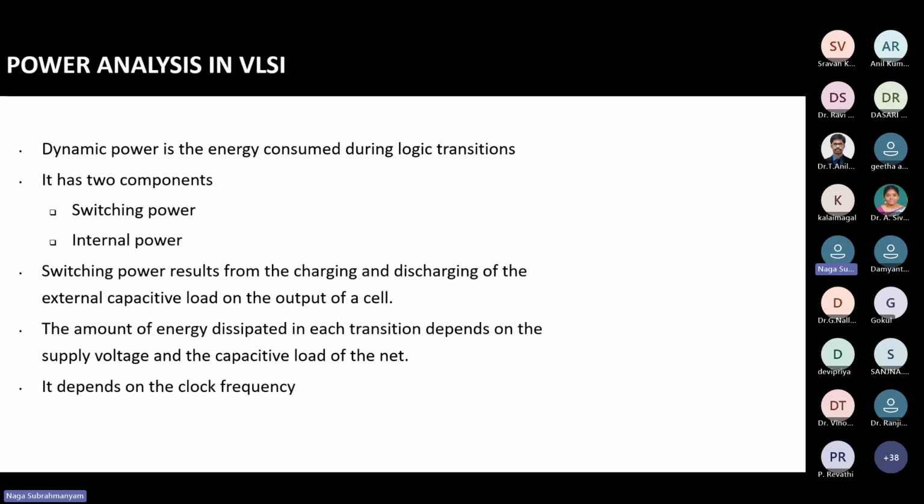I'm not a person who belongs to physical verification, so I can't cry over these things. But when it comes to physical verification, people will cry like anything because of this dynamic power consumption and static power consumption. So we need so many methods to reduce the static and dynamic power consumption. That is only possible with you guys.